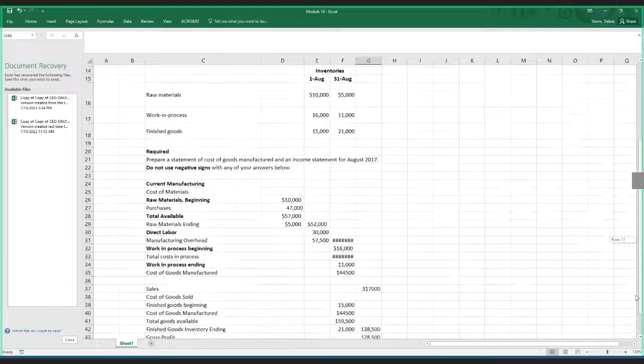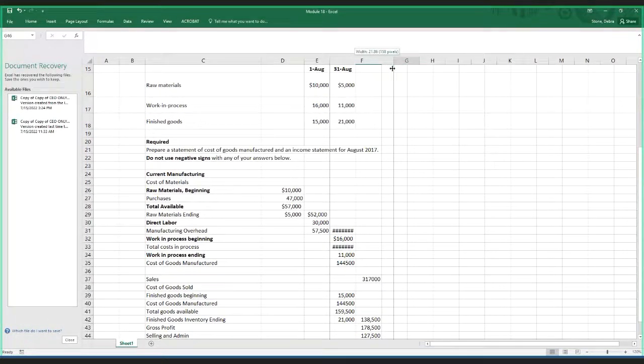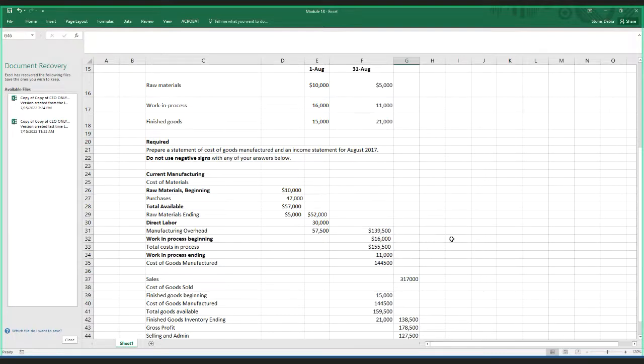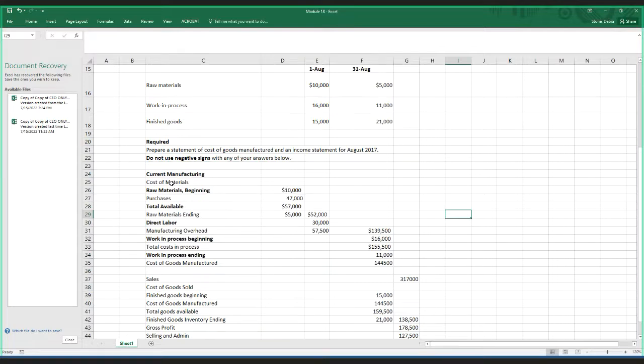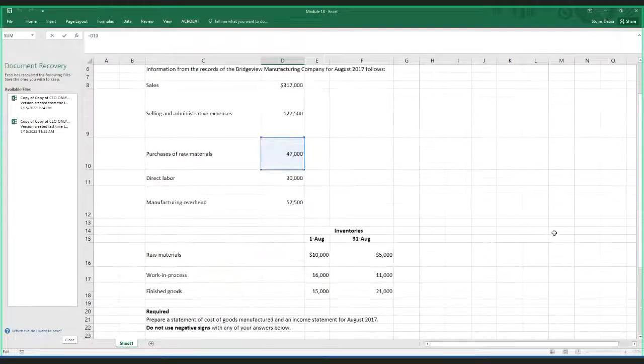So moving on down in our problem here. Okay, so you can see the first thing I do, right here, is the cost of goods manufactured. I'm going to calculate the cost of materials. I start with the beginning raw materials, which I got from the data. I put in the purchases, coming from D10. They're giving you this information. If I was scrolled up, you could see it. Hold on. D10, it's right there.